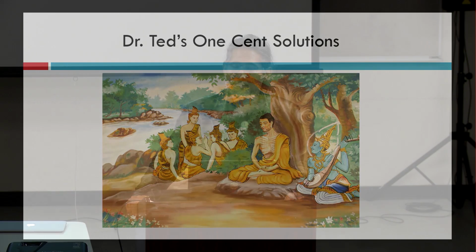People really ask me what's the essence of Dr. Ted, and I said I'm after 1 cent solutions. So there's this story, and some of you may already have heard it, that the Buddha and the Guru were walking at the bank of Enlightenment River. And the middle of Enlightenment River was, of course, Enlightenment Island.